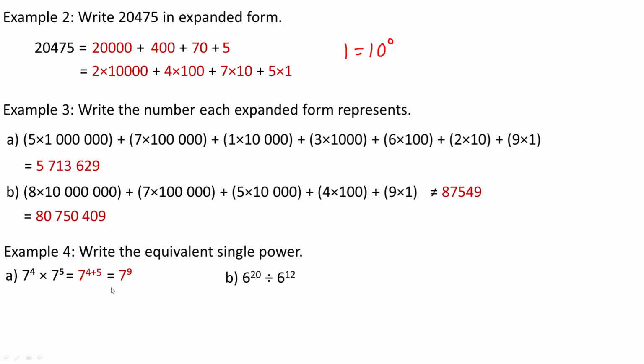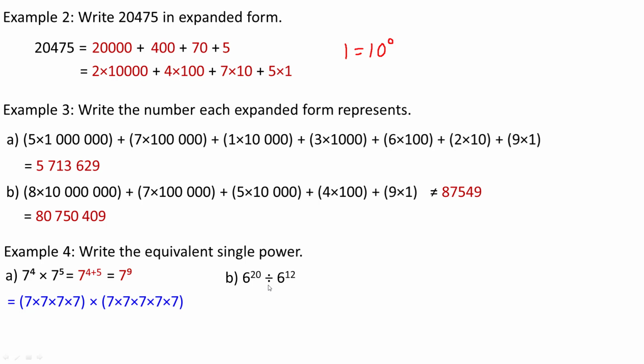Now, why do you add? Well, 7 to the 4th means there's 4 sevens multiplied, and 7 to the 5th means there's 5 sevens multiplied. So you see, altogether there's 1, 2, 3, 4, 5, 6, 7, 8, 9. There's 9 sevens. A common mistake here is some people will think, okay, this base is 7 and this base is 7, we multiply them, so it's 49 to the 9th. But it's not. They're not 49s multiplied here. There's a whole bunch of 7s multiplied here, so the base stays the same.